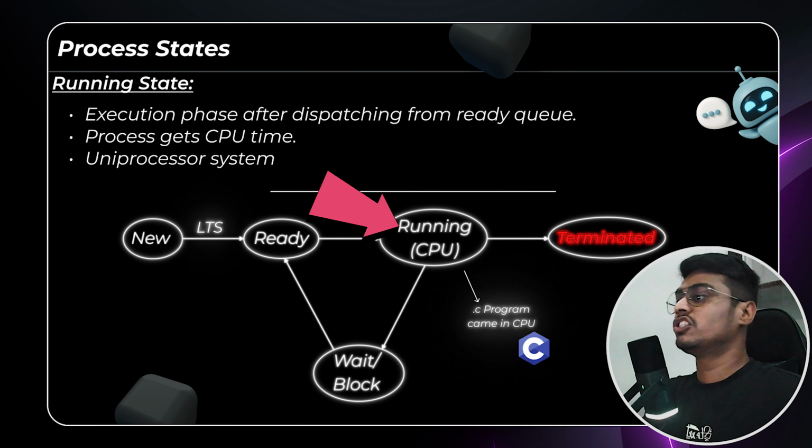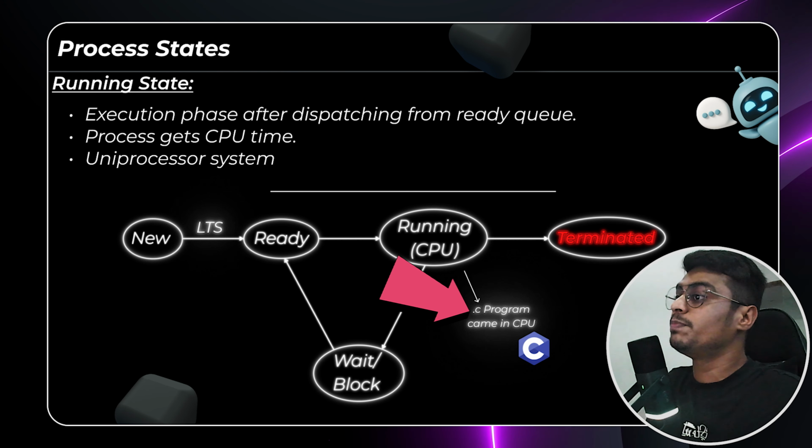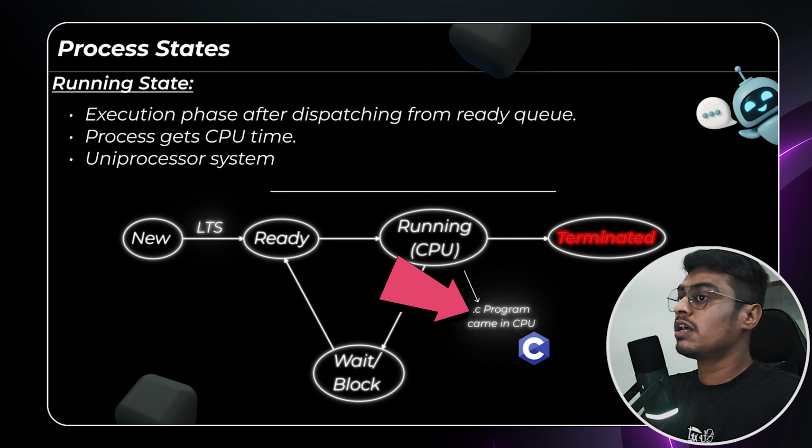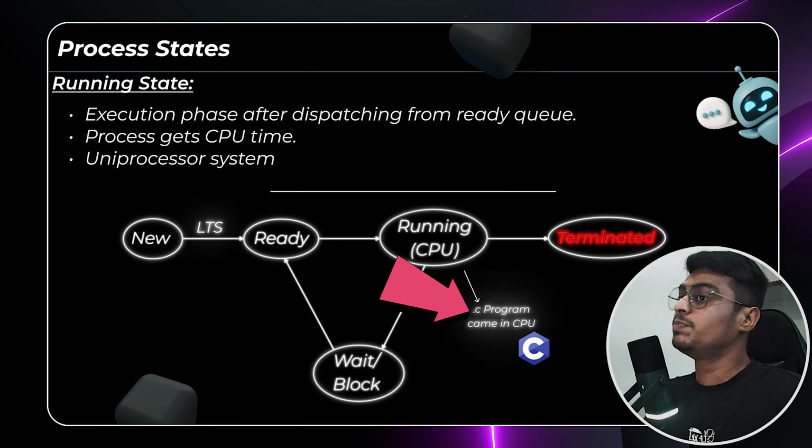Now, the running state. After bringing processes into ready queue, we need to execute them. Every process wants CPU time to get terminated after execution. We dispatch or schedule some processes from ready queue to running state. How many processes we bring into running state depends on how many CPUs you have. Running state means we are executing that process by providing it a CPU.